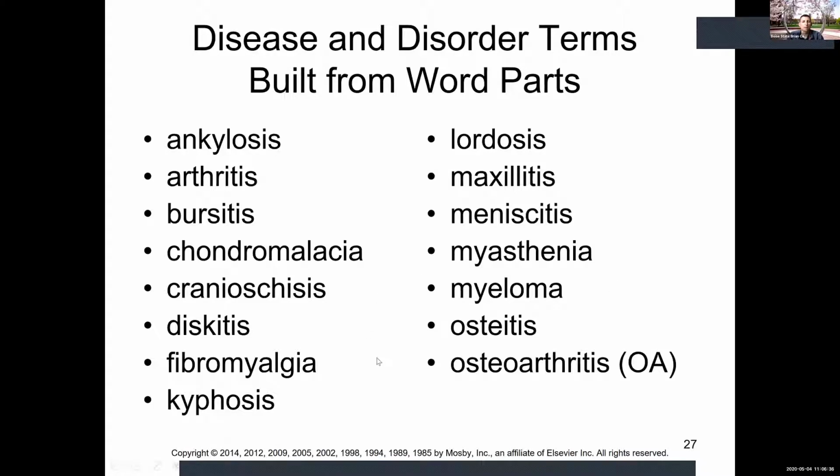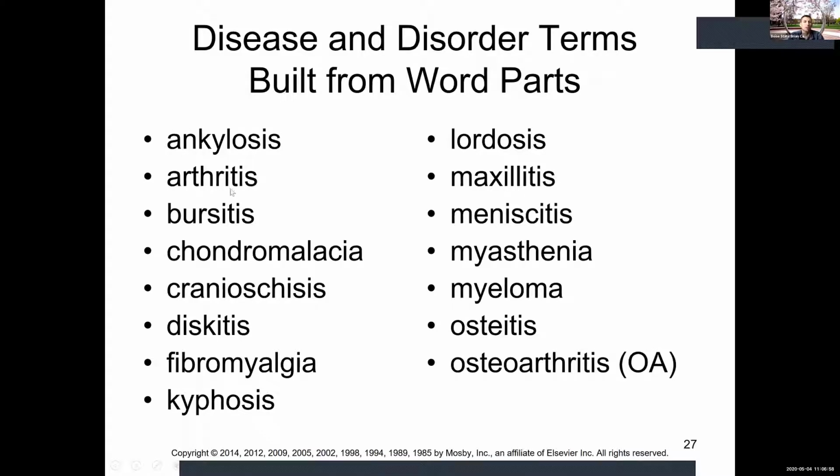So these are going to be fairly straightforward. We've seen quite a bit of these before, like the osis, a condition of, and then the ankylo. We just saw that one with our combining forms, meaning a stiffening or bending. So a condition of stiffening and bending. Of course, we've seen arthritis and this itis suffix over and over just about every single week, meaning inflammation of what?